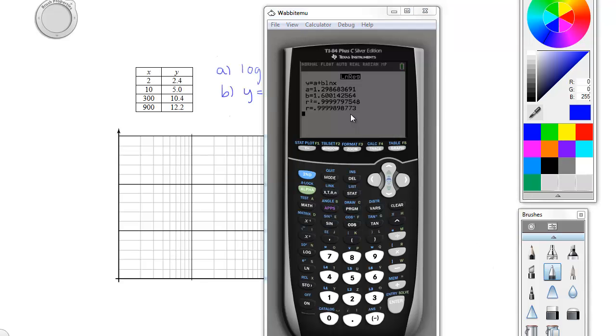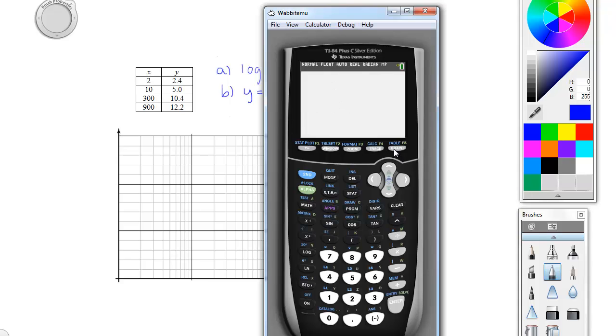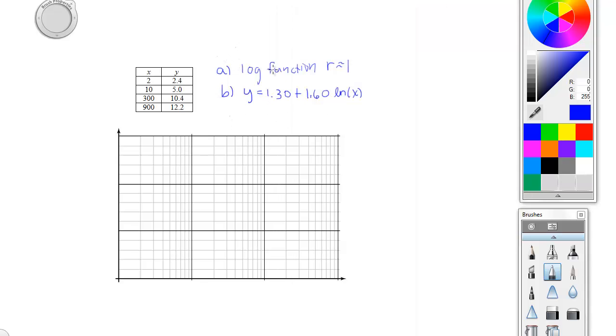Okay, so I redid that logarithmic regression, and this is the function of best fit. And we can tell that it fits the data nicely. So now I filled in the answer to question A, that's the log function where R is approximately 1.